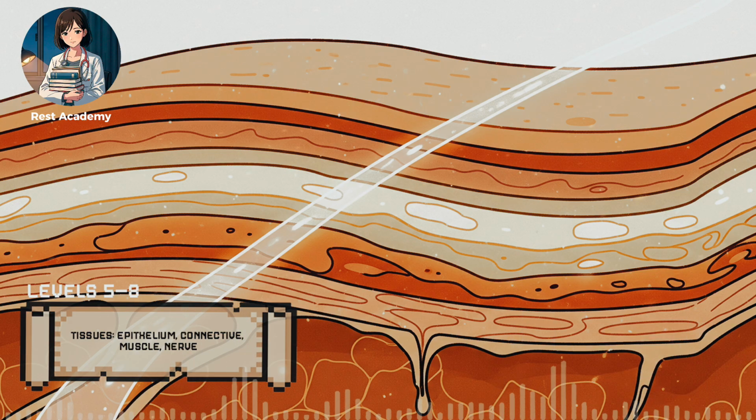The tightness of the junctions between epithelial cells varies with function. In the small intestine, tight junctions form controllable seams that admit nutrients and water. In the urinary bladder, junctions tighten further to resist leakage under pressure.